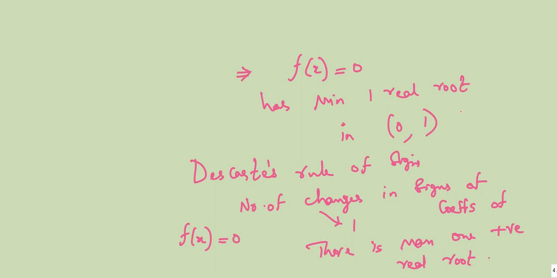Now combine the information obtained from IVT and Descartes' rule of signs. IVT says a minimum of one real root, Descartes' rule of signs says a maximum of one positive real root. So if you combine them, you get only one real root, between 0 and 1.